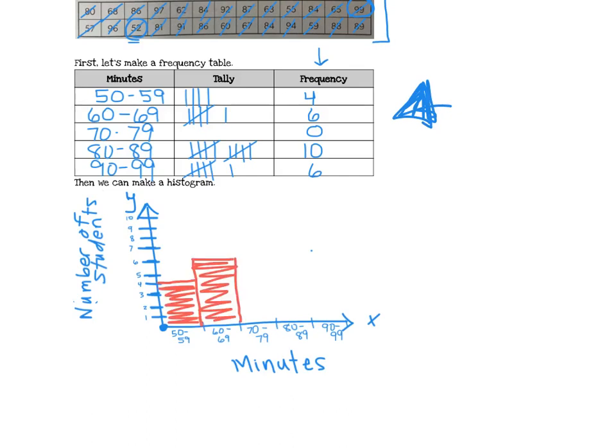Okay, so you can see from 50 to 59, there were 4 students. So I put my bar up to the 4 and then start right there where that one ended. And there were 6 students that went 60 to 69 minutes. Okay, and we're just going to continue that through. All right, and there we have our histogram.